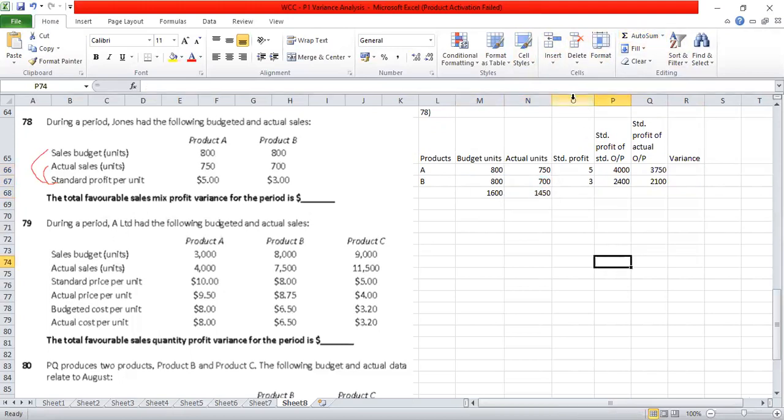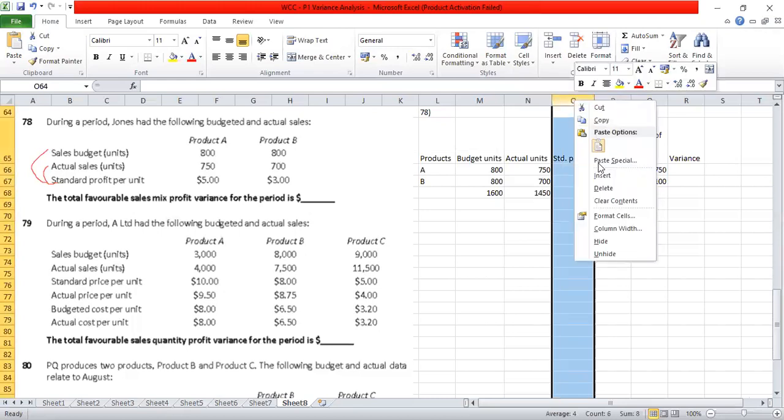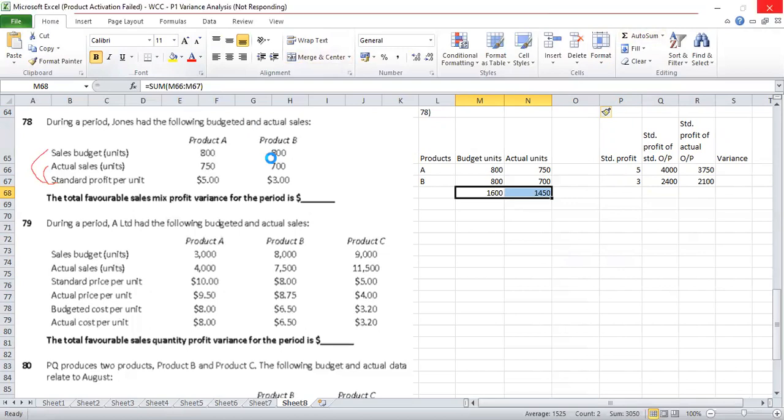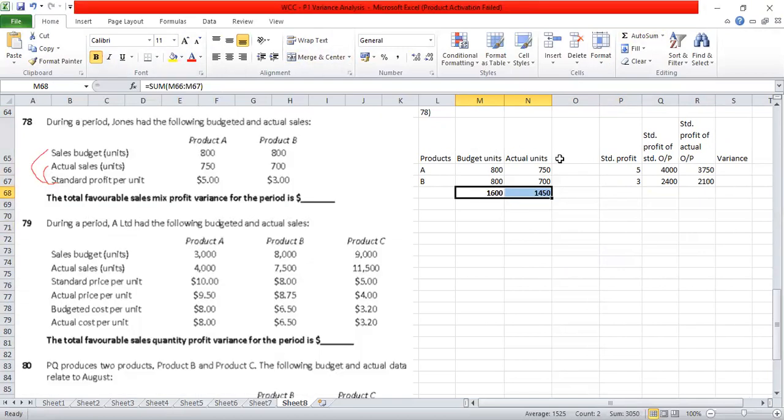I have to make an adjustment here. I'm really sorry about this one. The point is, the quantities are not the same, so we cannot take them for comparison on the same level. The total quantities are different. We see the budgeted quantities at 1600, the total actual quantities at 1450. They are not on par. So the budgeted units have to be revised budgeted units, adjusted for 1450.